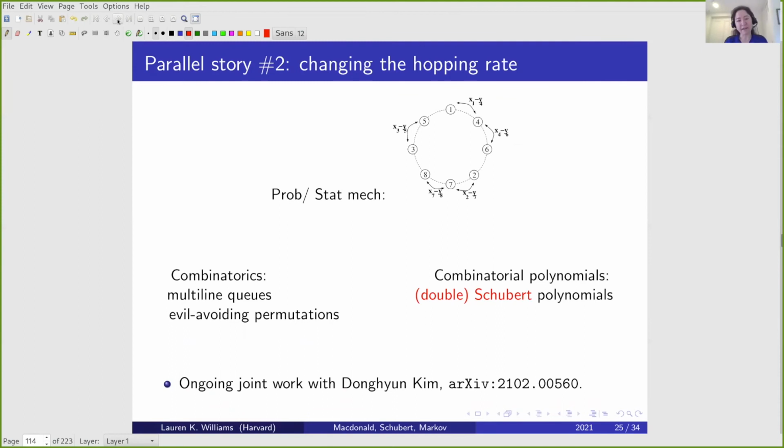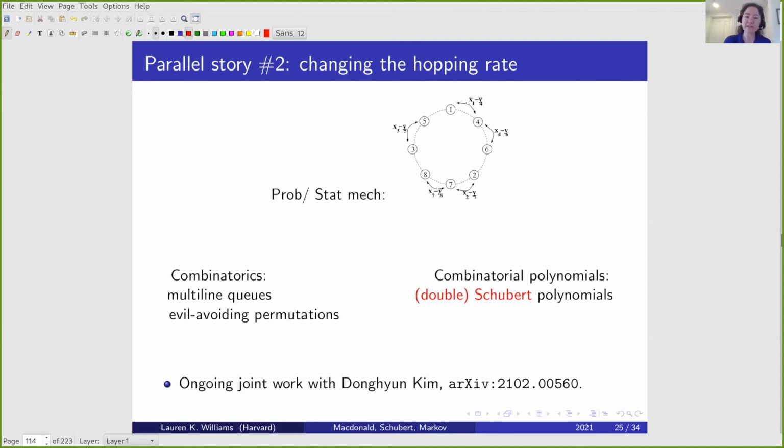And instead, I'll say a few words about a different parallel story, which is what comes about when we change our hopping rate. So let's keep our particles hopping on a ring, but now we're going to refine the hopping rate. So recall our particles have all different weights, and now I want my hopping rate to take into account the weights of the particles that are being interchanged. So you can see here that 1 and 4 are my weights of particles, and the rate at which they get interchanged will be x1 minus y4, where the x's and y's are some parameters.